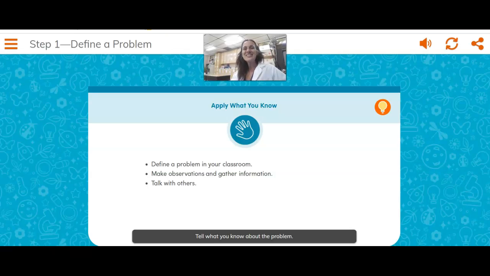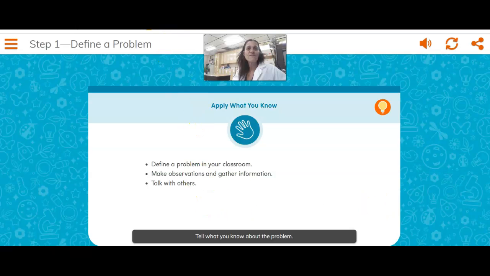Well, all you need to do is just take a peek around, see if you see any problems, and see if you can talk about it with someone in your family, maybe your little brother, your big brother, your mom, or your dad. Hey, I see this problem and I'm studying the process of being an engineer. The first step we do is find a problem, talk about it with somebody, and then soon enough we'll go into step 2.